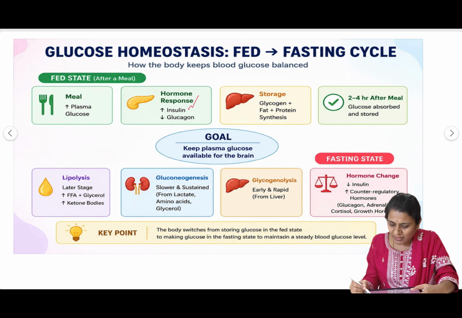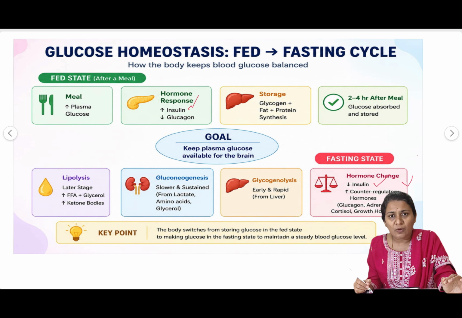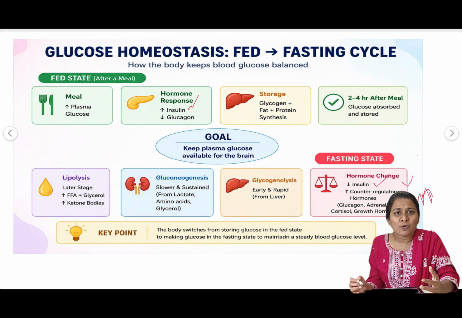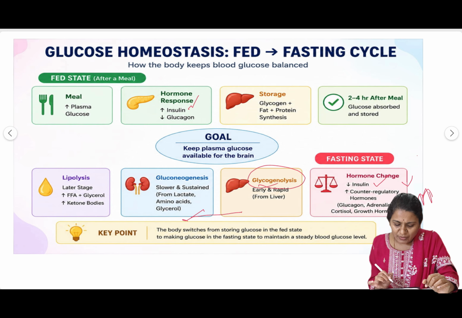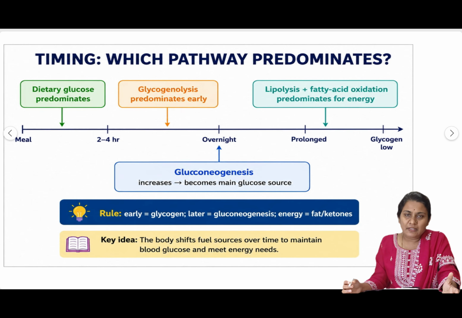So when the glucose level comes down during the fasting state, the insulin hormone will decrease and counter-regulatory hormones like adrenaline, glucagon, cortisol and growth hormone, what will they do? They'll increase. So the rescue team is what now? First rescuer is glycogen. So in the early phase, there is glycogenolysis followed by gluconeogenesis followed by lipolysis.